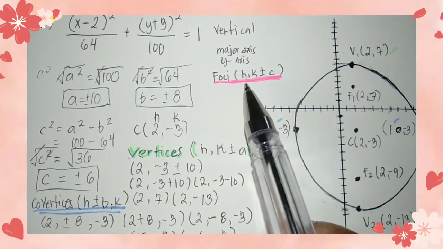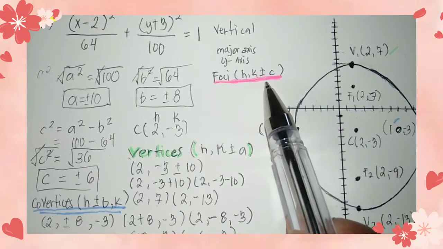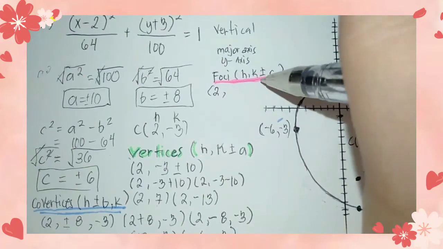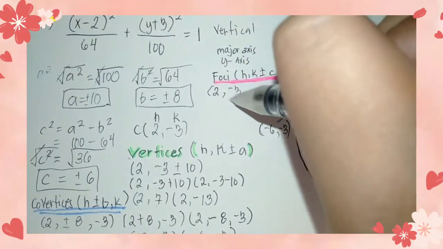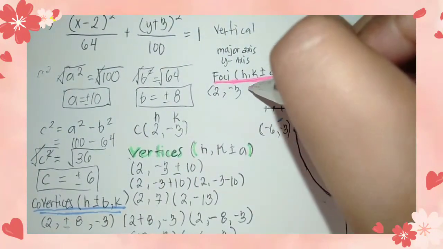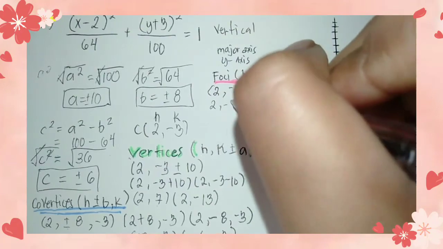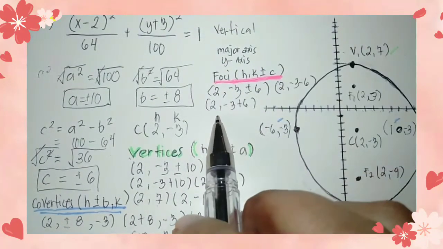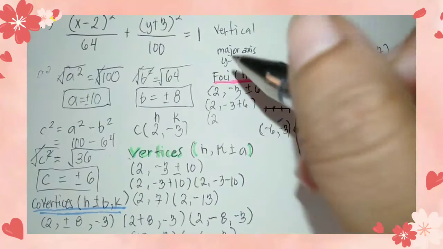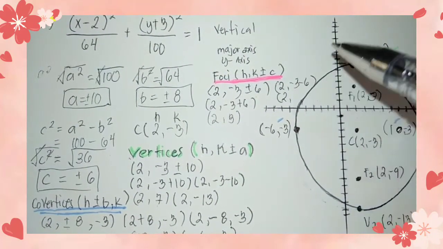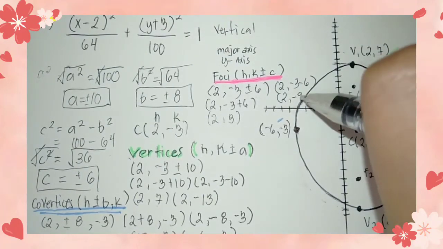So, ating foci is at H and K, plus and minus C, or positive and negative C. So, again, ang ating H is 2. And we have K as negative 3. Ito siya, negative 3. And then, ang ating C is, ito, 6. So, we have positive and negative 6. Then, syempre, paghiwalayin natin si positive and negative. So, we have 2, negative 3, plus 6. First coordinates is 2, negative 3 plus 6 is, of course, positive 3. And we have 2, and negative 3 minus 6 is negative 9.